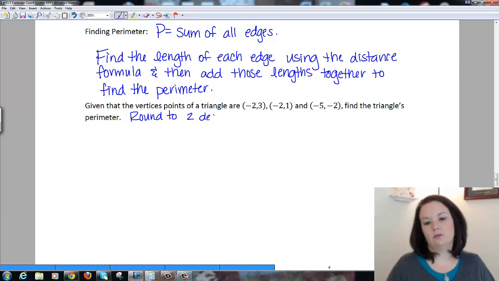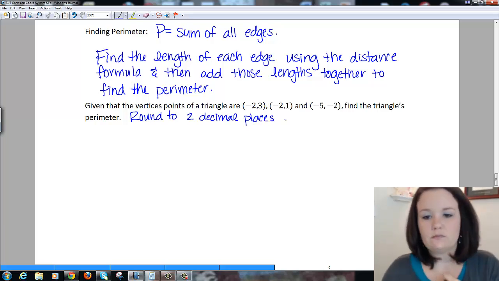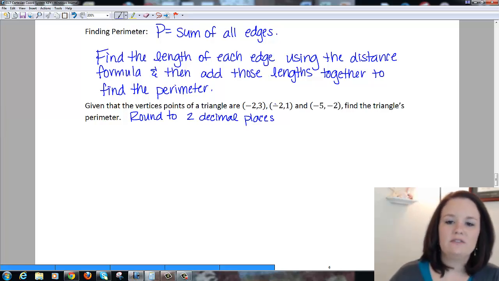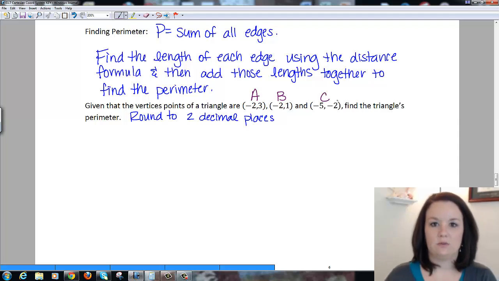Round to 2 decimal places. Okay, so we're given the 3 points of a triangle. I could graph them and draw a triangle and label the sides, but instead of doing that, I'm just going to label these points A, B, and C. So I'm going to call this one A, this one B, and this one C.